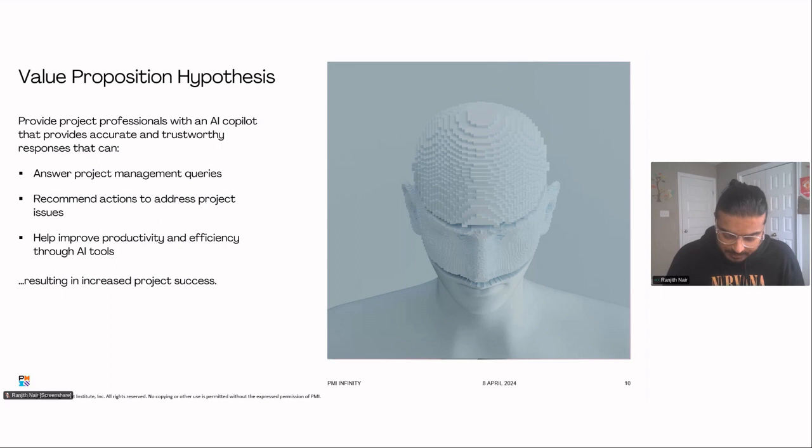So, our value proposition hypothesis to solve the previously mentioned problems is that we want to provide project professionals with an AI copilot that can provide accurate, trustworthy responses to their queries, recommendations to their project issues, and help improve their productivity and efficiencies for commonly performed tasks through AI tools. This, we believe, can lead to increased project success, and this is the value hypothesis we're building PMI Infinity with.